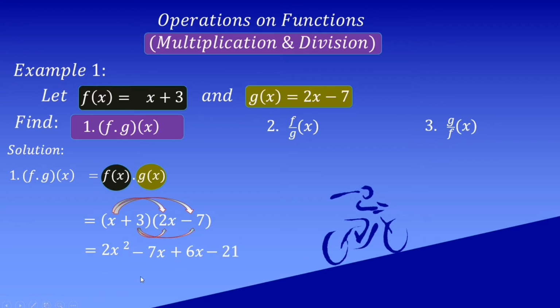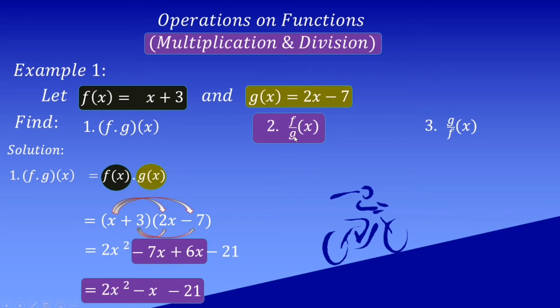Then we combine the terms. Write down 2x squared. Since negative 7x and 6x are like terms, we get negative 7 plus 6, which is negative 1, then copy x, minus 21. So the product of f and g of x is equal to 2x squared minus x minus 21.